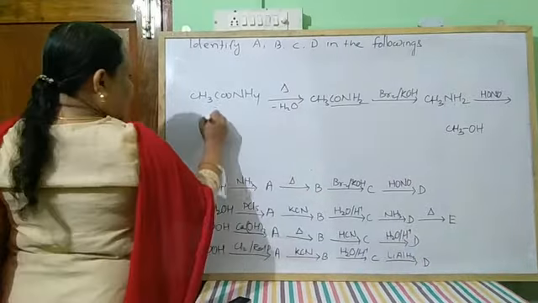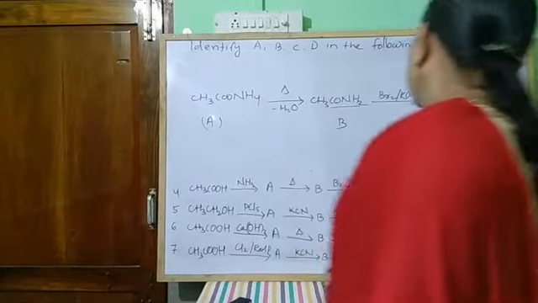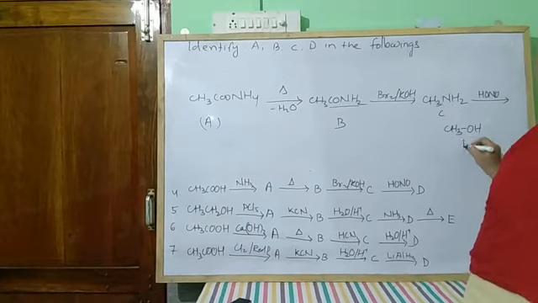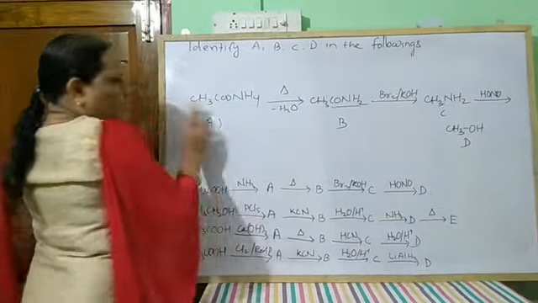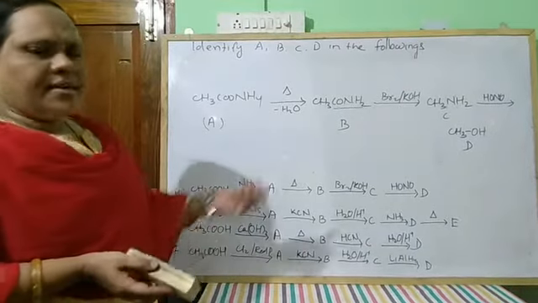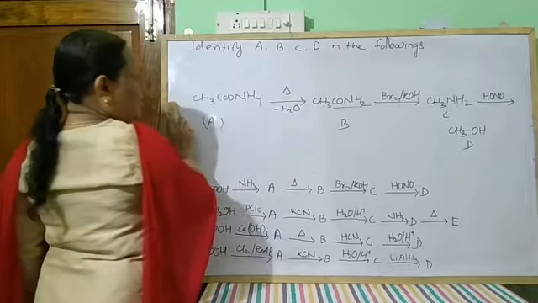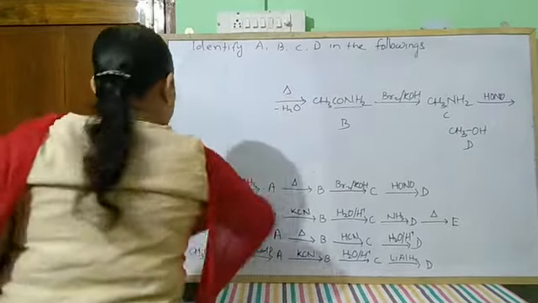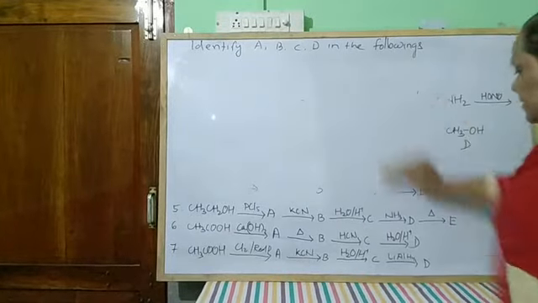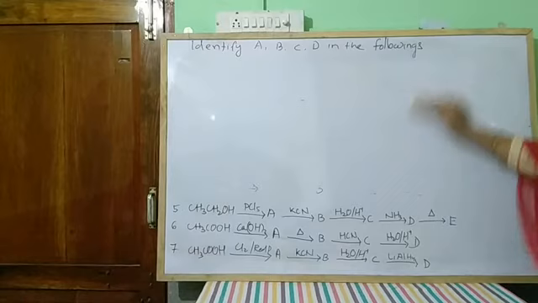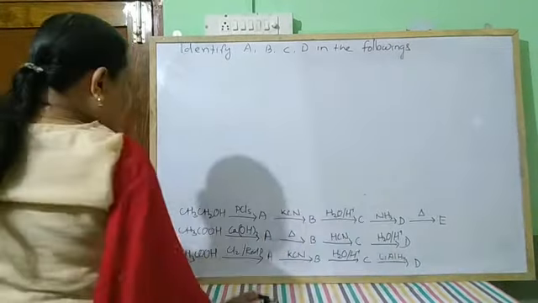So A is ammonium acetate, B is acetamide, C is methylamine, and D is methyl alcohol. In some cases D may be dimethyl ether because it forms a mixture of methyl alcohol and dimethyl ether. This is only a special reaction for methylamine, and the same applies to all other amines. Next, come to the next question.